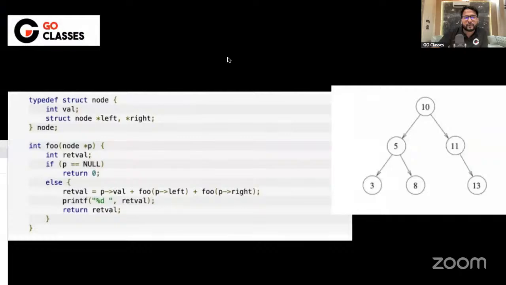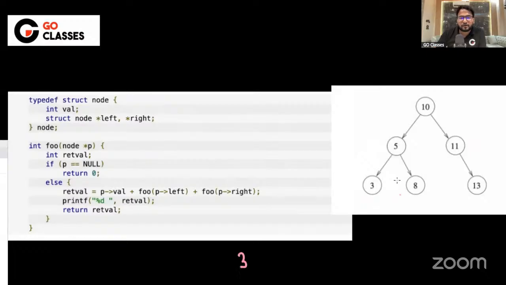Let's just check it. So if p is null, then return 0, else p val plus left plus right. So this value is 10. Okay, so it will say 10 plus whatever left is returning and whatever right is returning. Then it will print. So left will go, and for the left also you will say its value plus whatever left is returning, whatever right is returning. Now if it is 3, okay, so left and right will return 0, 0. So here the first thing that we will print is 3, right?